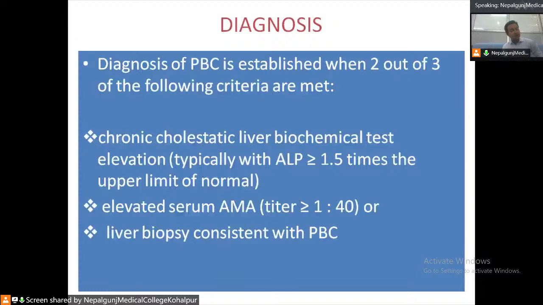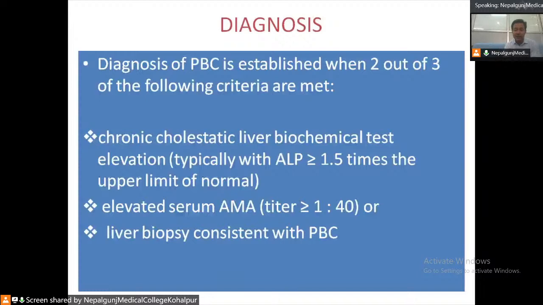So what is liver biochemistry suggestive of cholestatic hepatitis? It means alkaline phosphatase raised to 1.5 times the upper limit of normal. Alkaline phosphatase is also raised in obstructive liver disease, but there should be no evidence of obstruction in the bile flow. If there are no gallstones or CBD stones and no pancreatic mass, that is ruled out by imaging. So chronic cholestasis with alkaline phosphatase more than 1.5 times the upper limit of normal is 1 point.